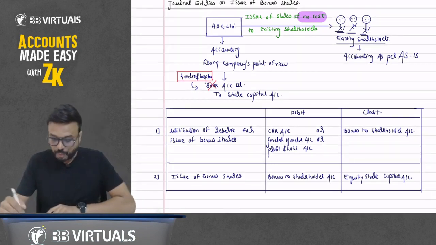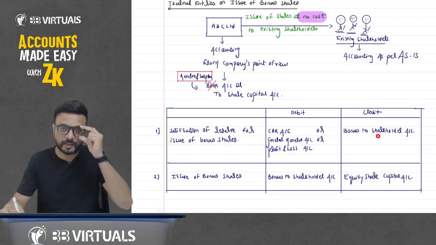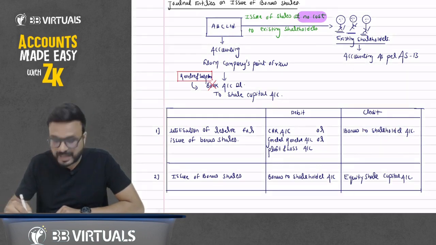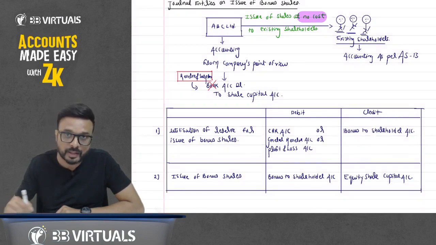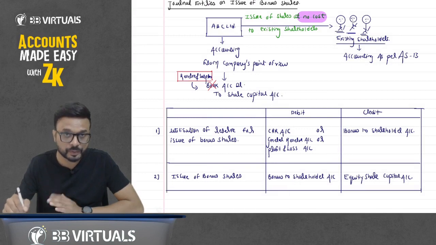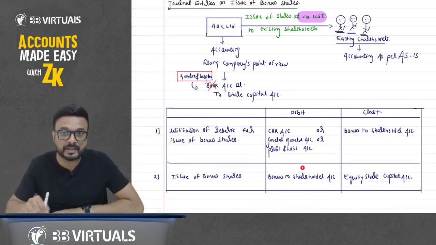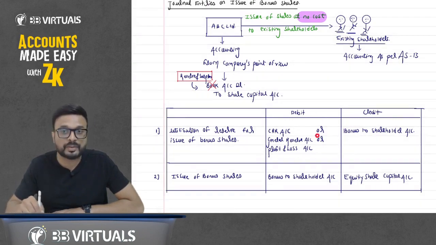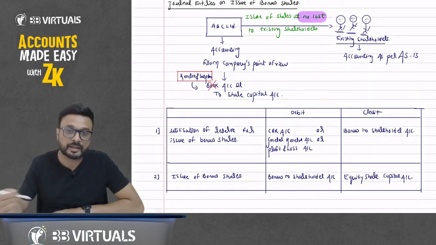If you observe, you have credited bonus to shareholder account, and you have debited bonus to shareholder account. So you have canceled. First you were liable to pay something to shareholder, and you have discharged this liability. So bonus to shareholder account will get cancelled. What net entry have we passed? Reserve and surplus account debit. You can utilize CRR account, general reserve account and profit and loss account. You will debit this reserve and surplus account and credit equity share capital account. These are the entries for issue of bonus share.